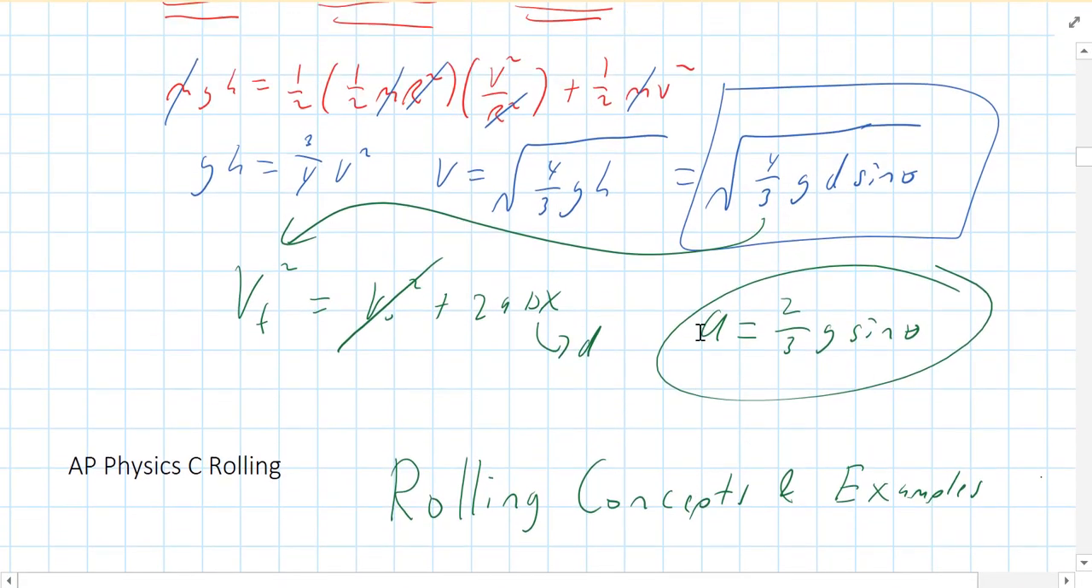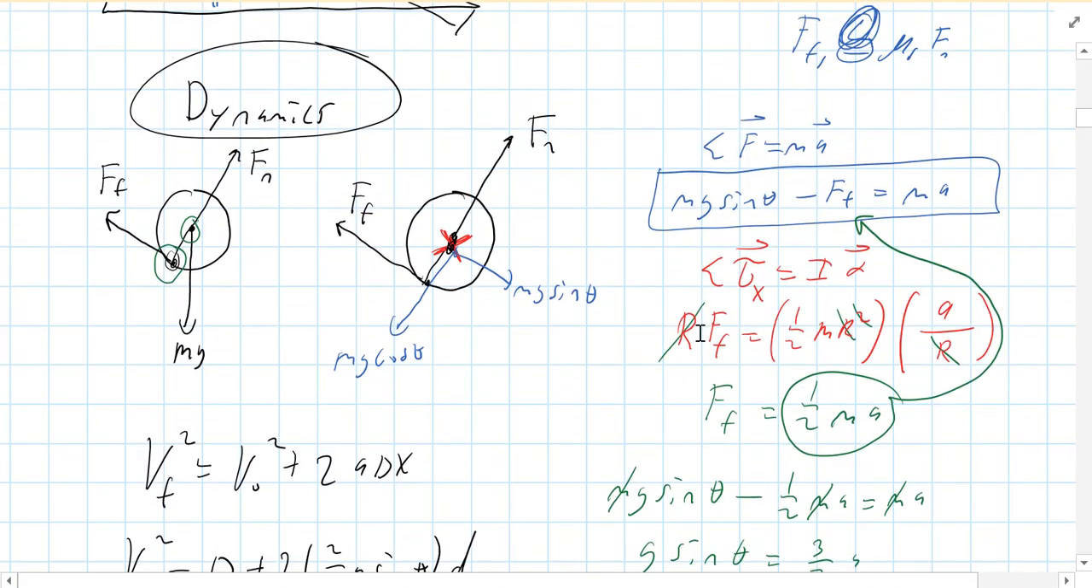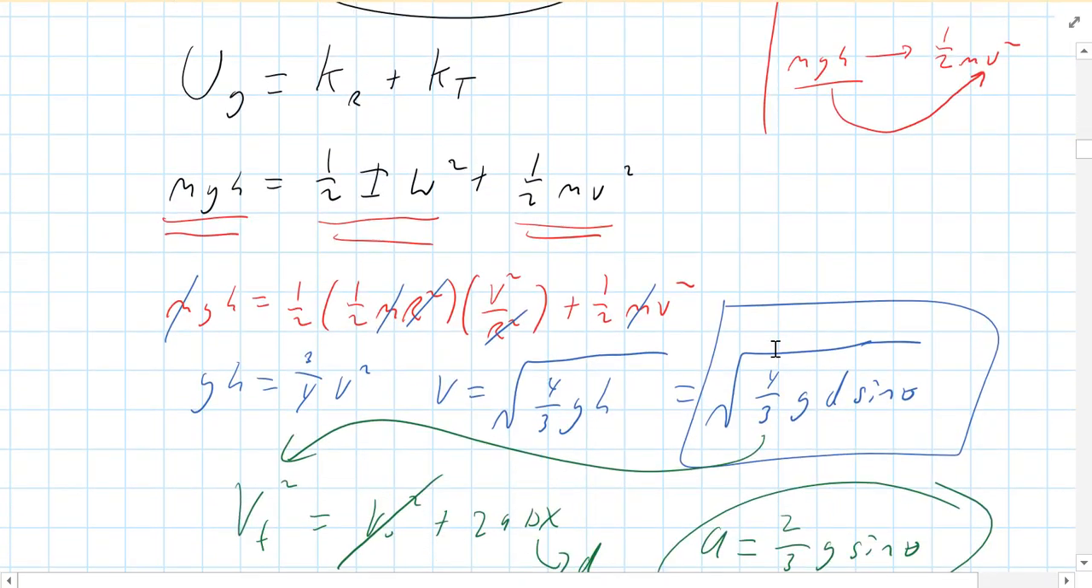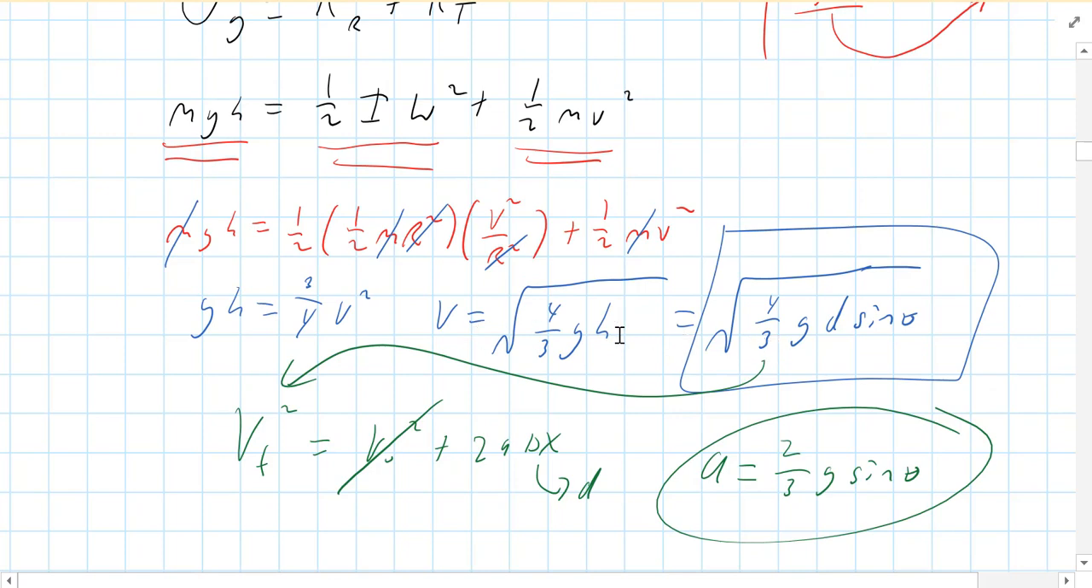So in the previous video we talked about a disc or a cylinder rolling down an incline, and we calculated its final velocity. Then we calculated its acceleration, and we did it a couple different ways. I'm going to focus on the energy one right now, though. So if the final velocity of our cylinder was root 4/3 g d sine theta, what would it be if we changed the shape? If we changed I, what would happen?